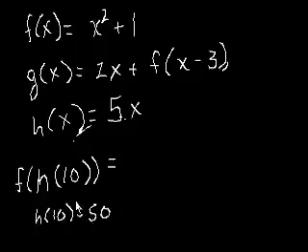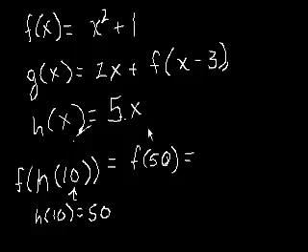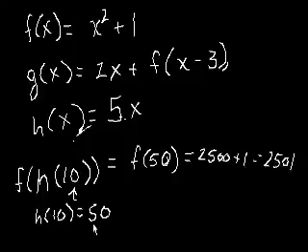So we substitute that back in here. So we say f of h of 10 is the same thing as f of 50. And then f of 50 is, I think, pretty straightforward at this point. You just take that 50 and replace it back here. Well, it's 50 squared plus 1. Well, 50 squared is 2,500 plus 1. That equals 2,501.